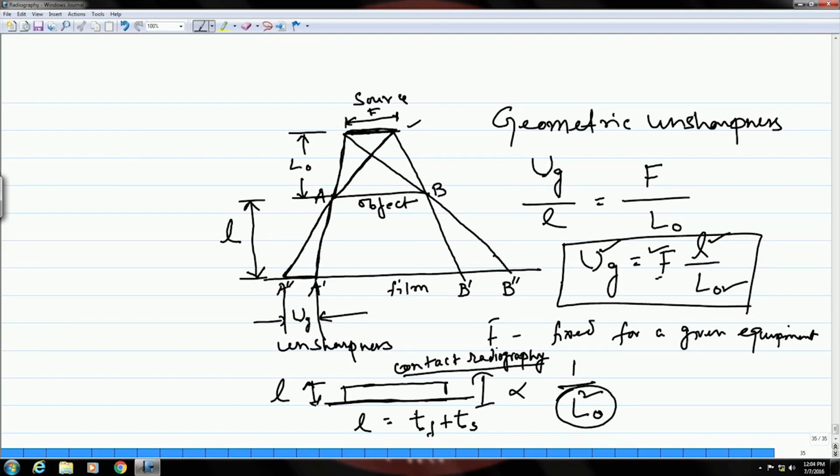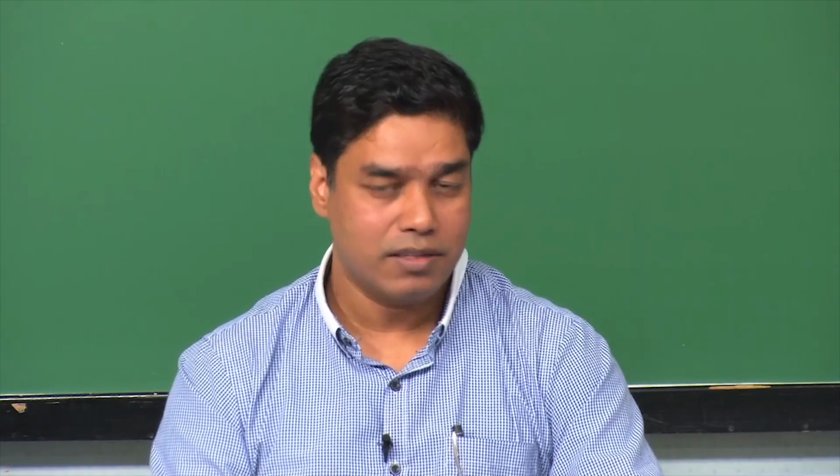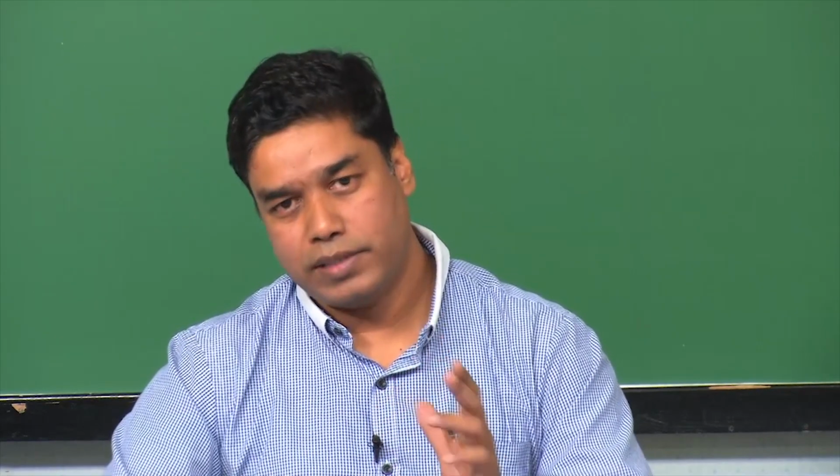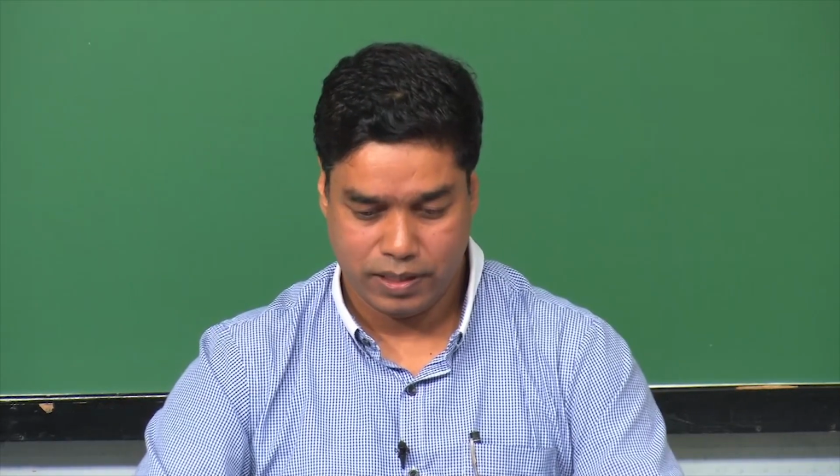Right. So, this is how for a given spot size, by keeping the film in close contact with the object, the unsharpness can be minimized. And that is why the sample is kept right over the film with the help of a sample holder, which I am going to show you a little later. So that this distance between the object and the film is minimized.